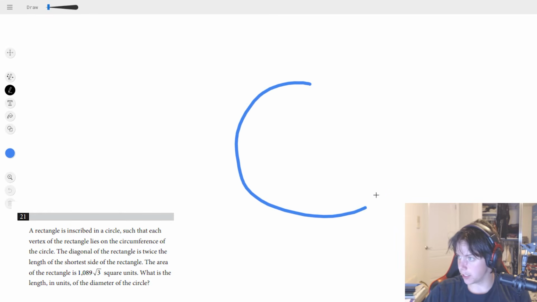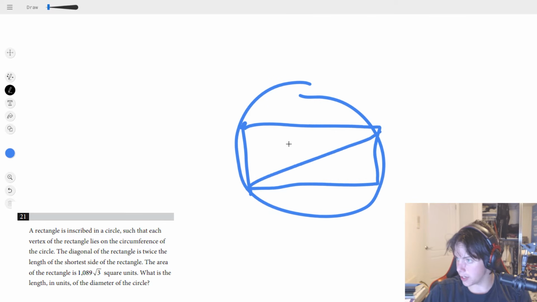So we have a circle here, right? And we have an inscribed rectangle, right? And the diameter here, the diagonal here is 2x, and the shortest side is x. So now we know that it has to be a 30, 60, 90 triangle, because we know that it's a rectangle inscribed in a circle, meaning all these are right angles, and this is x, this is half of this. So this would be 30, and this would be 60. So that means this side would be x times the square root of 3, right?